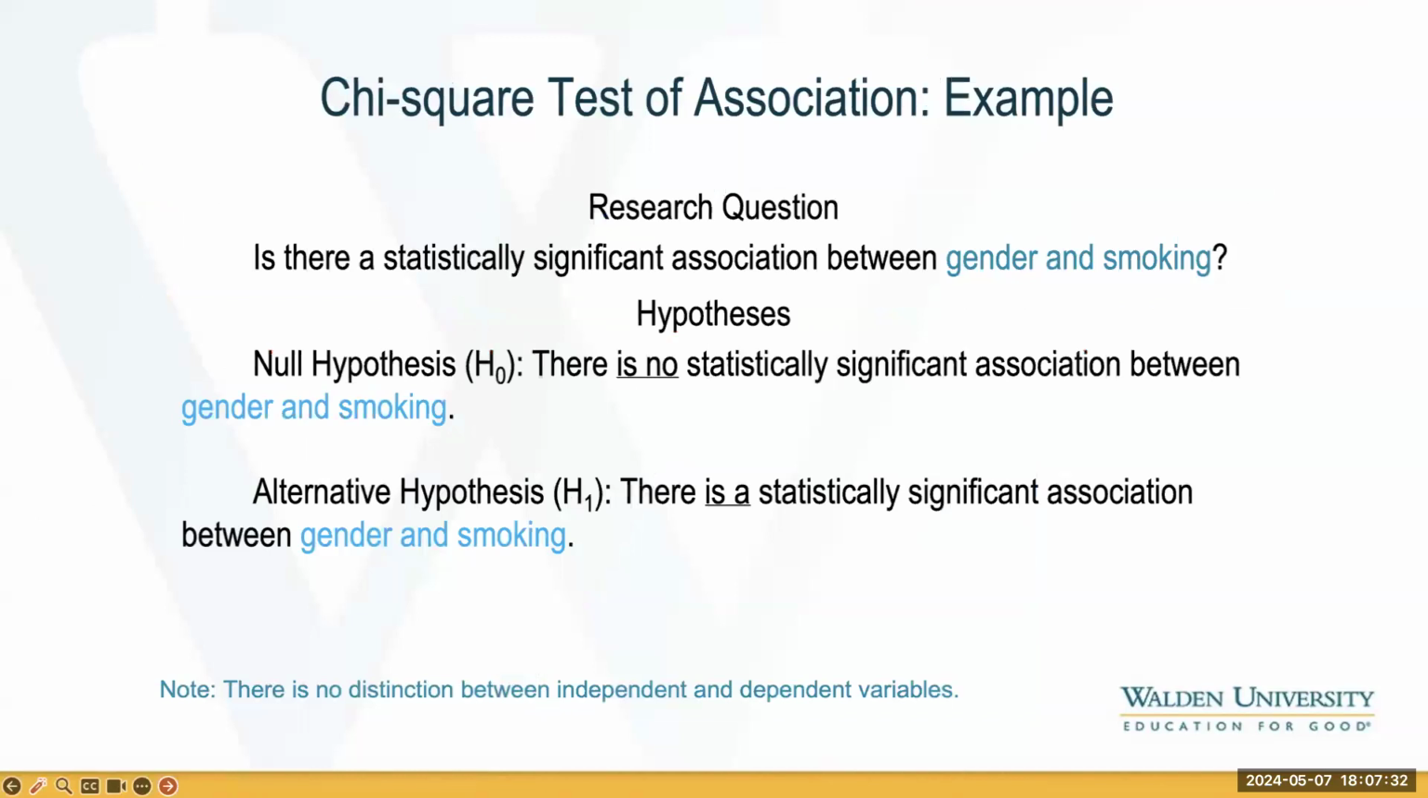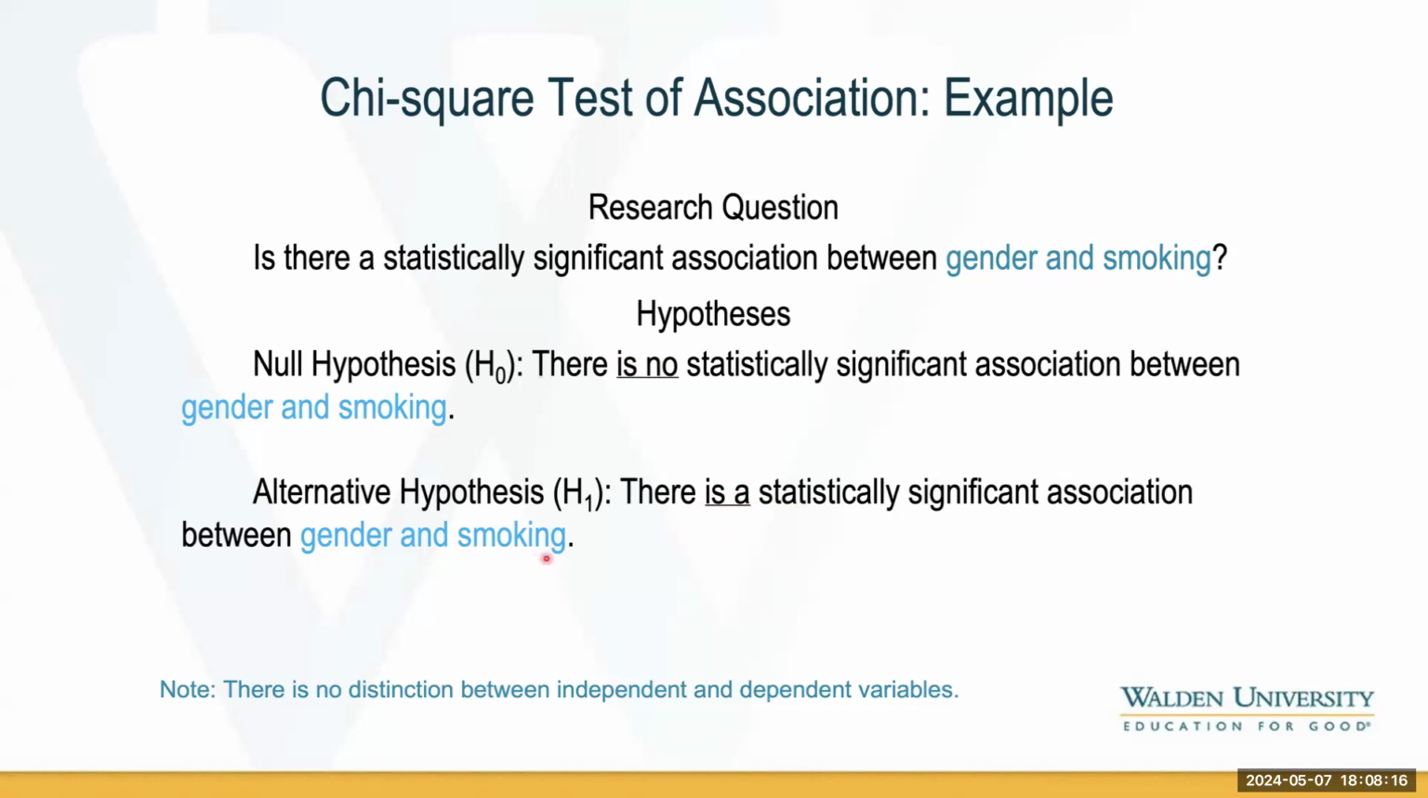Now, let's take a look at an example. Here's a research question. Is there a significant association between gender and smoking? And again, I don't want you to get caught up in remembering that you heard somewhere that the word "and" separates the predictor from the dependent variable. That is true in other types of tests. But in this case, we could have put smoking first and gender second, okay? Because we're not making a distinction between independent and dependent variables. And then the logically aligned hypotheses: there is no association, and there is an association between those variables. It's as simple as that.